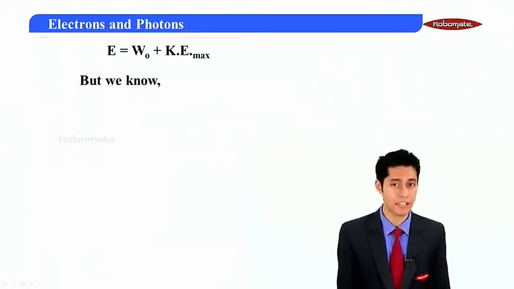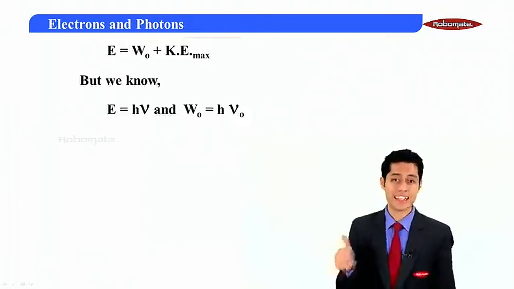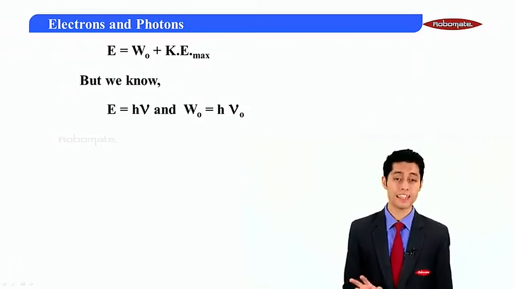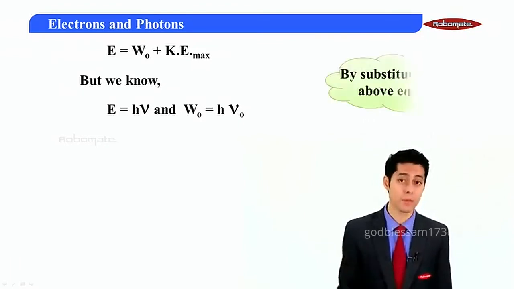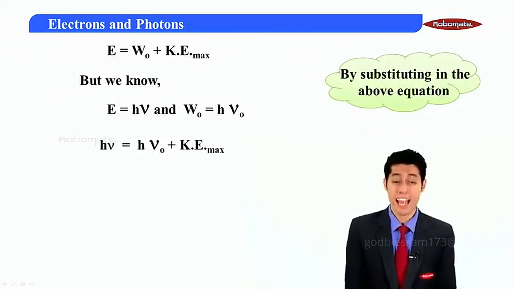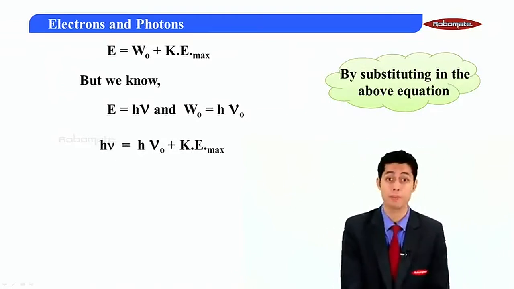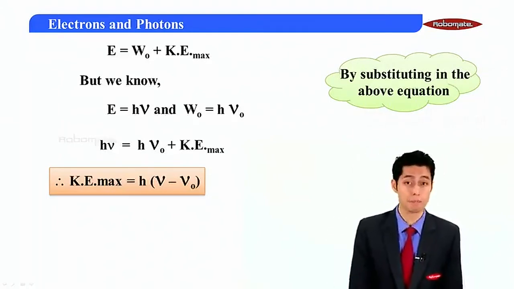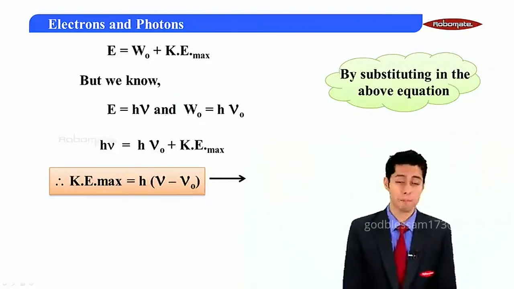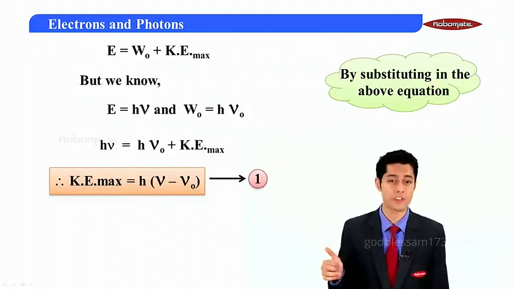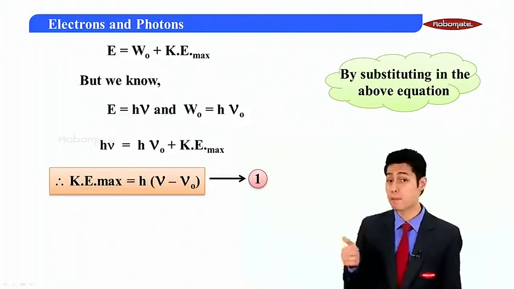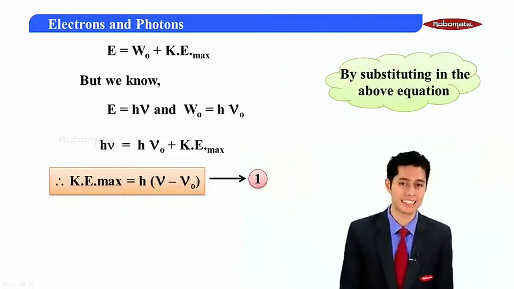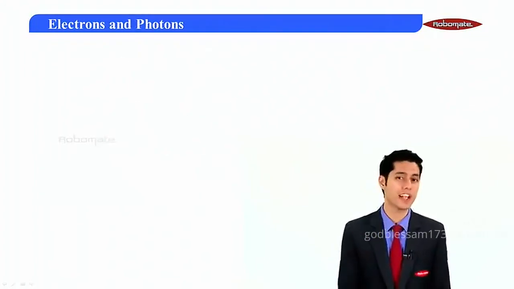Moving ahead, we know that E is h nu and W naught is h nu naught. Substituting these values in the above equation, we get h nu equals h nu naught plus KE max, where KE max equals h times (nu minus nu naught). I put the result in a box and mark this as my first equation. Students, remember, this is one of the equations that we will require while solving numericals. So we catch hold of this equation and move ahead.